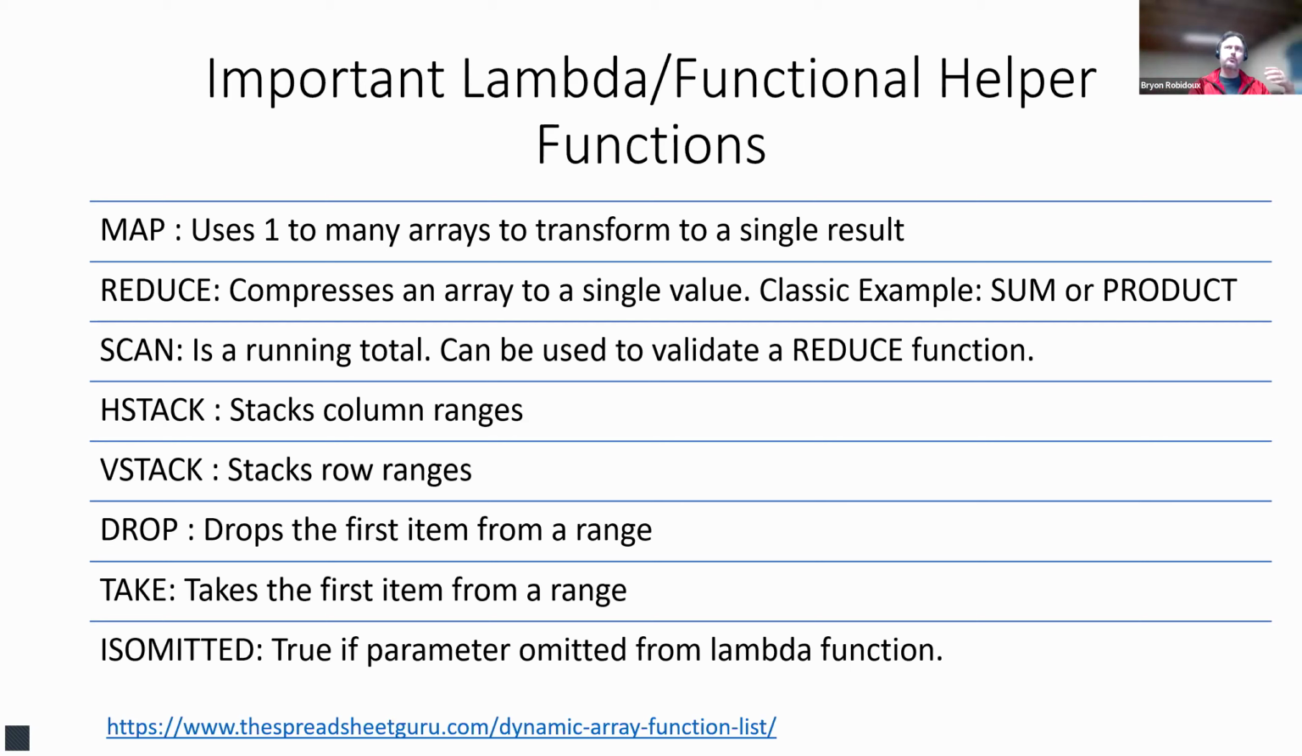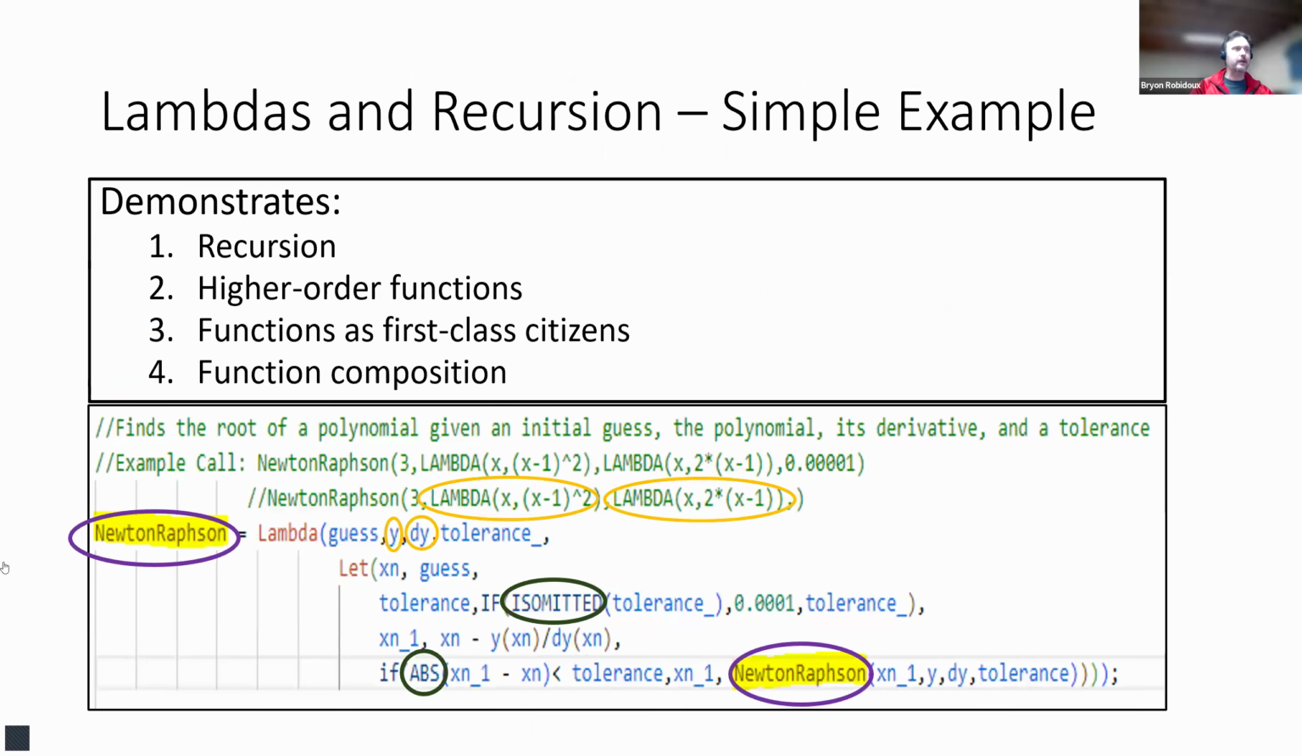DROP will drop items of an array. TAKE will take a certain number of items of the array. And ISOMITTED basically says that if I have a lambda function and I omit one of the parameters, then this will tell you it's true that the parameter is omitted. Just like you saw before up here, I'm saying if this parameter tolerance underscore is omitted, then say my tolerance is 1 basis point, otherwise use the tolerance that I gave you.